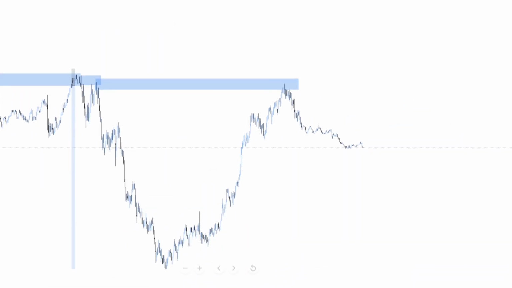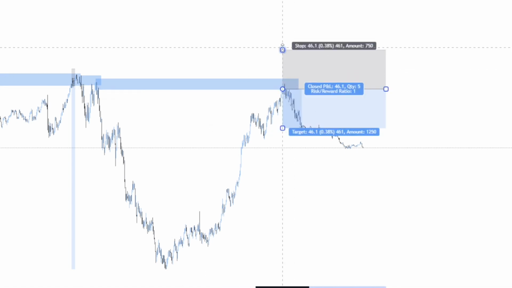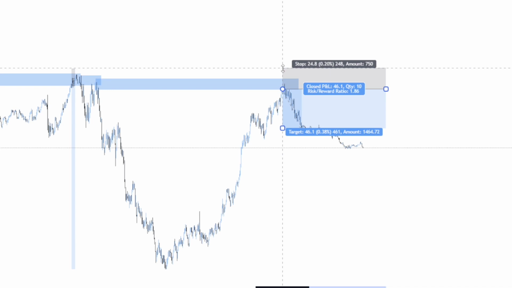That's just not going to happen. So you've got to be mentally prepared to find re-entry points. Look how quickly we found another re-entry point.